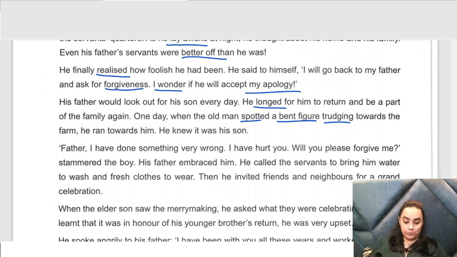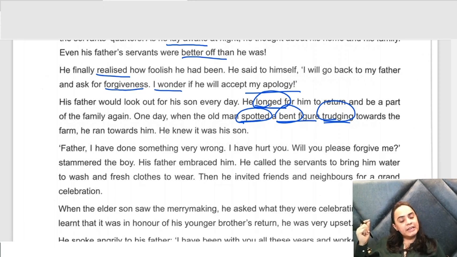Now, the father also was looking forward to meeting his son every day. He had this desire in him, he was waiting for his son to return and to become a part of the family again. One day, the father spotted a bent figure. Spotted, saw. Bent, we all know somebody whose posture is a little bent because you're tired of working. So this person who was bent was trudging towards the farm. Trudging, walking with a lot of difficulty. The moment the father saw him, he knew that it was his son.